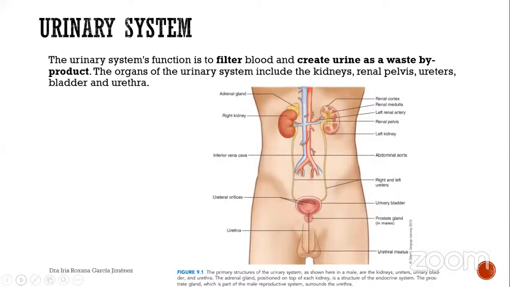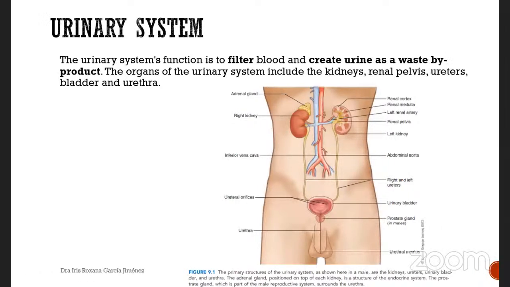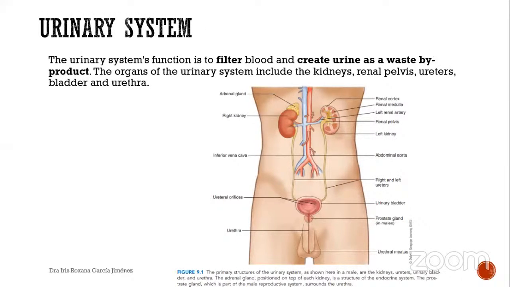Talking about the urinary system, well, we all know about it. We have the chance to see that its function is to filter blood and create urine as a waste byproduct, okay? The organs of the urinary system include the kidneys, renal pelvis, ureters, the bladder, and urethra.